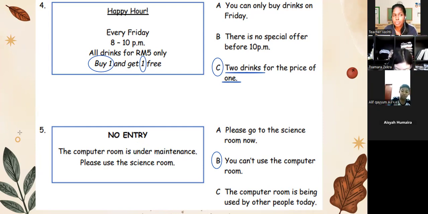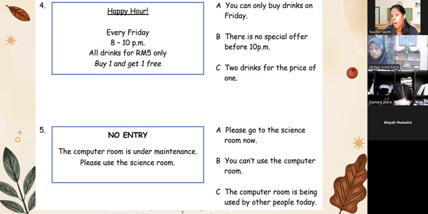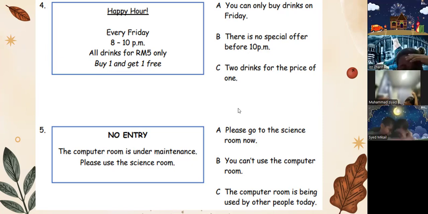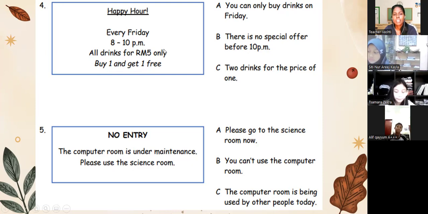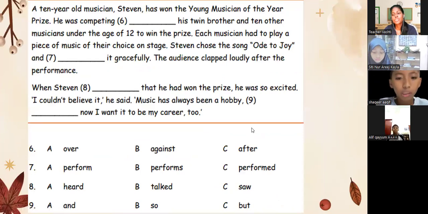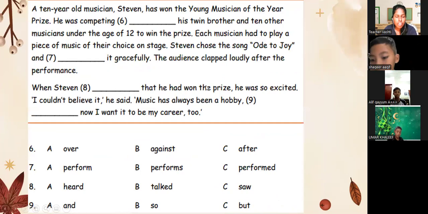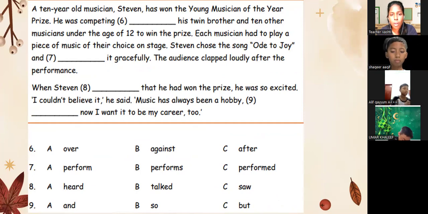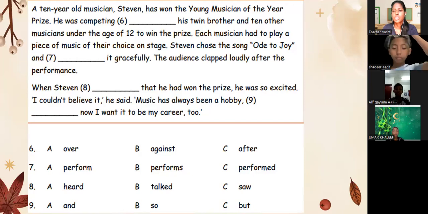So what did you get? 3/5, 4/5, 5/5? What did you get? 5/5. Very good. 3/5. All right. Good. 4/5. Very good. Now the next part is part B, the one where you have to read and fill in the blanks with the correct answer. So I'll give you some time for you to write your answers.